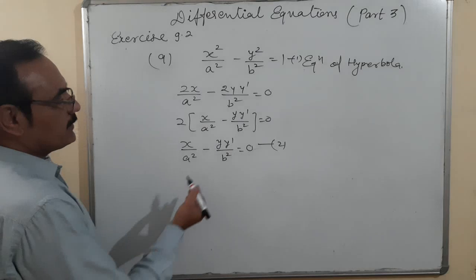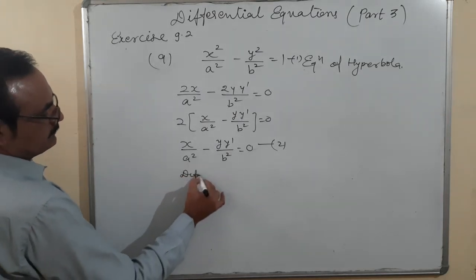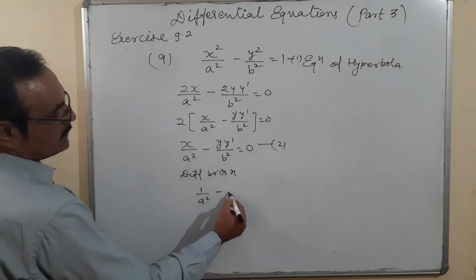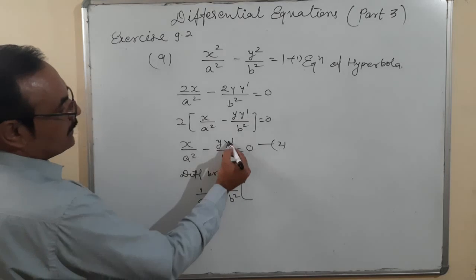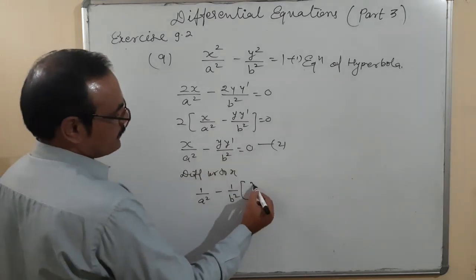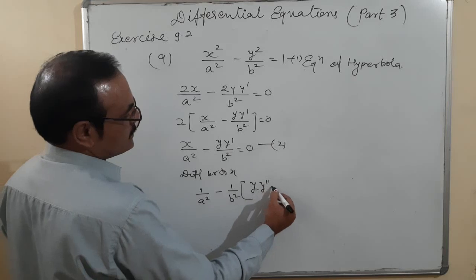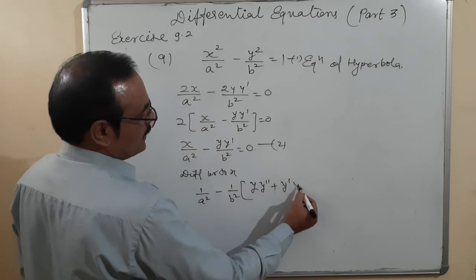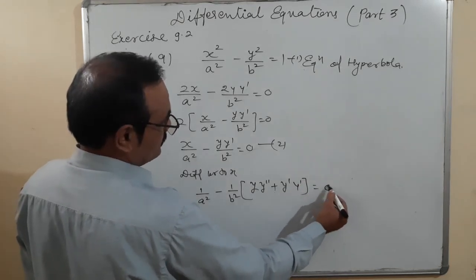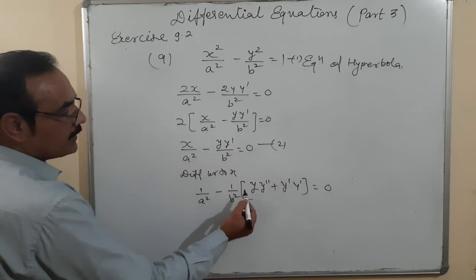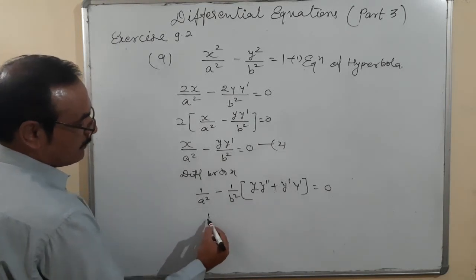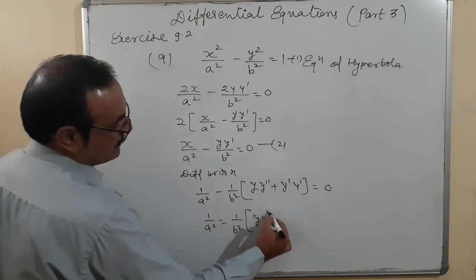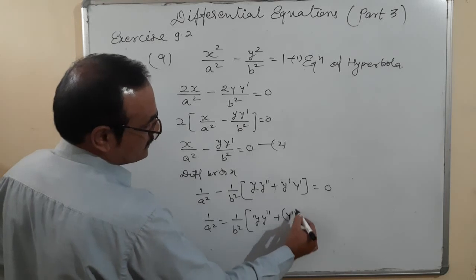And once again, differentiate with respect to x. 1 upon a square minus 1 upon b square, and the differentiation of two functions. First function y, differentiation of y is y double dash plus second function y dash, and differentiation of that function y dash. It is equal to 0. So what is coming here? 1 upon a square is equal to 1 upon b square y double dash plus y dash square is equal to 0.